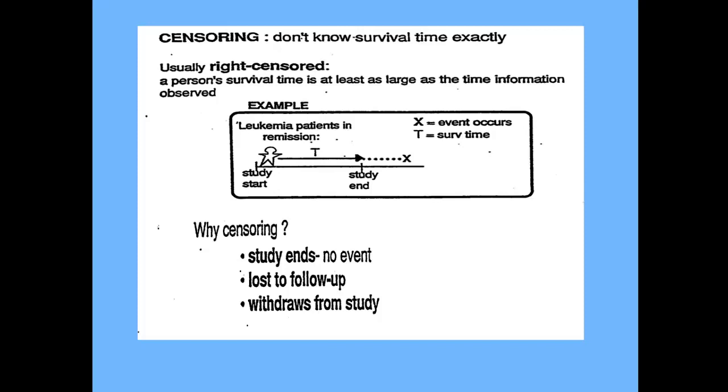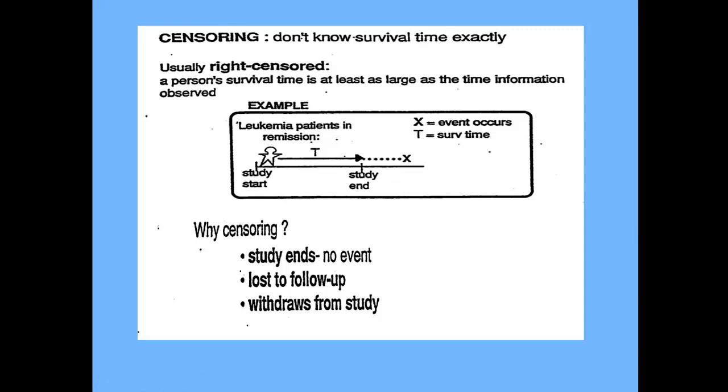And if that's the case, their remission time is the whole time that they were in the study, from the time they got in until the end of the study. But if you're talking about time until they went out of remission, you don't know that. All you know is they were in remission the whole amount of time of the study. The time at which they went out of remission has got to be larger than that. So this is an example where a person's survival time is at least as large as the time information observed. If somebody survived the whole study, then they're right-censored. You don't know their true survival time, but it was at least as large as what you observed.